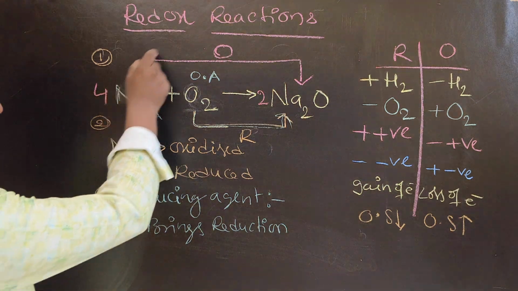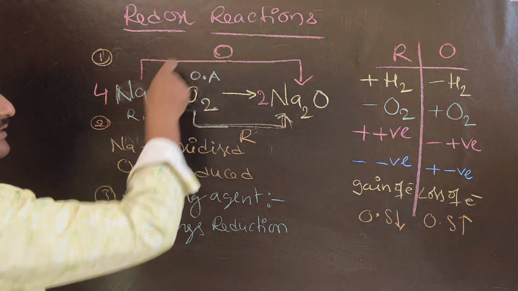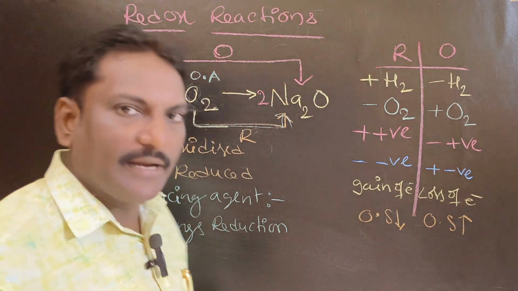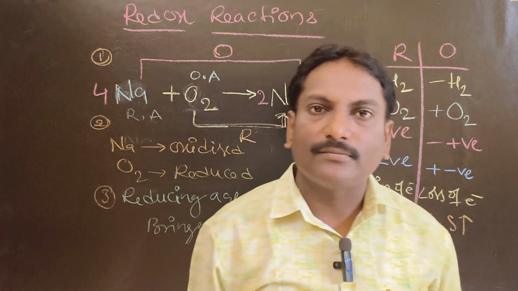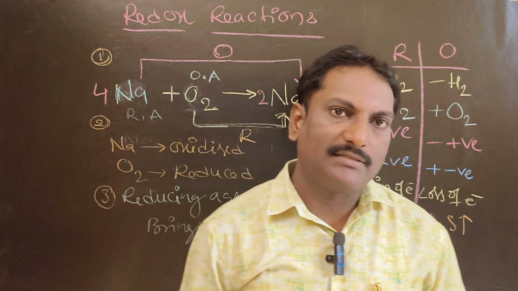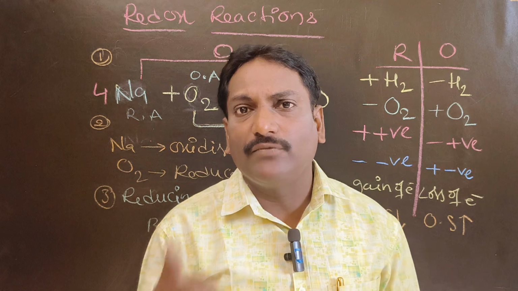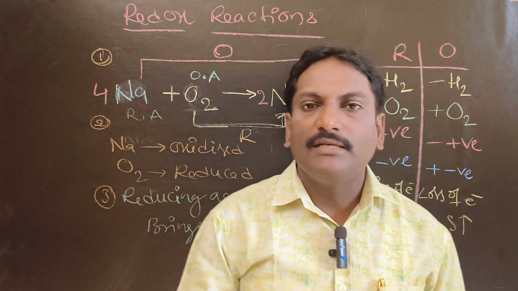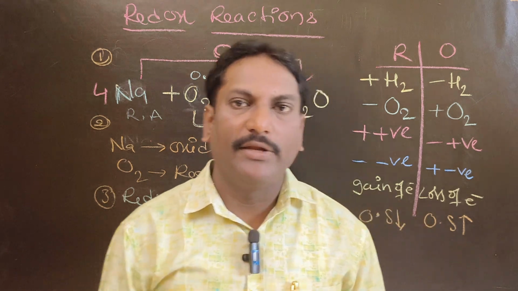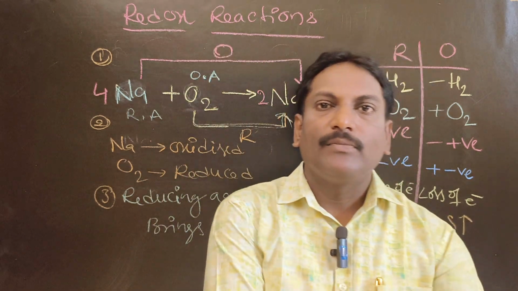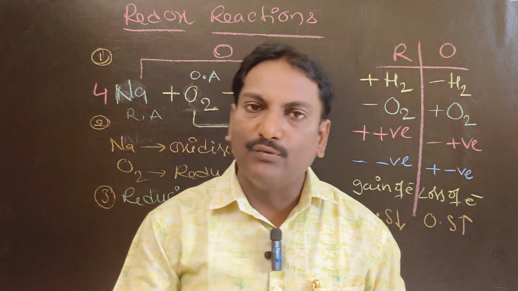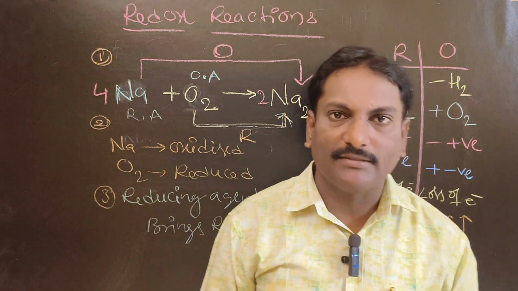And at the same time it undergoes oxidation. The reducing agent undergoes oxidation, oxidizing agent undergoes reduction. Is it clear? Three kinds of questions we need to answer regarding redox reactions. One is identification of reduction and oxidation in the given reaction. Second one is which one is getting oxidized and which one is getting reduced. And third one is we need to identify which one is acting as reducing agent and which one is acting as oxidizing agent. Clear?